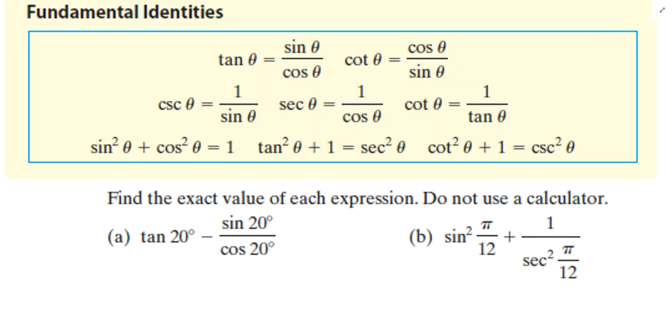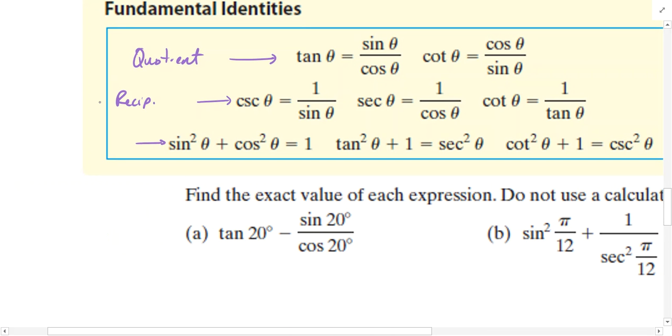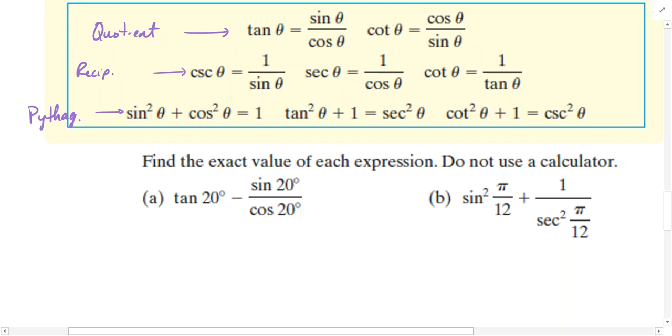But within this group, these are all called the fundamental identities. This particular row is also known as the quotient identities, and that's what describes the equivalence of tangent to a quotient of two other trig functions. This group in the second row are often called the reciprocal identities. And then in the third row, well, we've seen these already. These are our Pythagorean identities. And how those might be helpful is in questions like this down below.